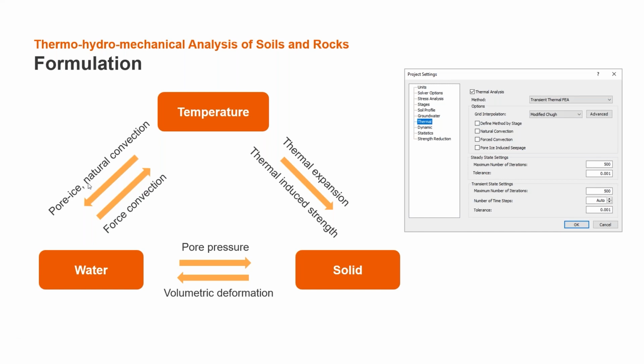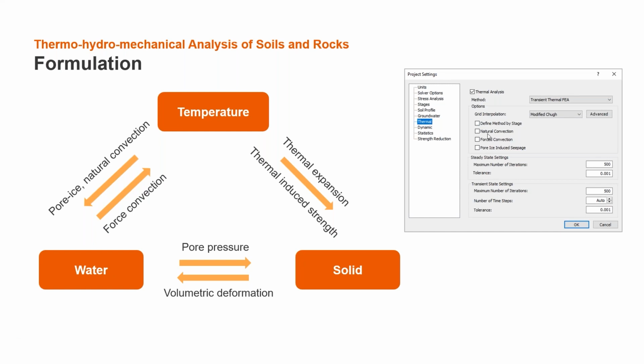And of course, with solid and water coupled using the Biot coupling approach, the interaction between water and solid will also be accounted for. Just a note here that we don't actually account for the effect of solid on the temperature directly. We can, however, account for that effect indirectly through the effect of solid on the water and from the water to the temperature, as you can see from the chart here.